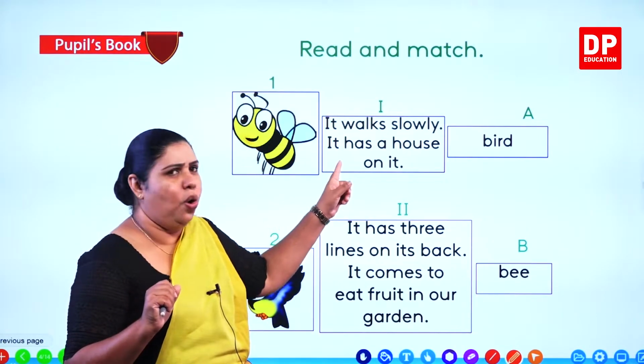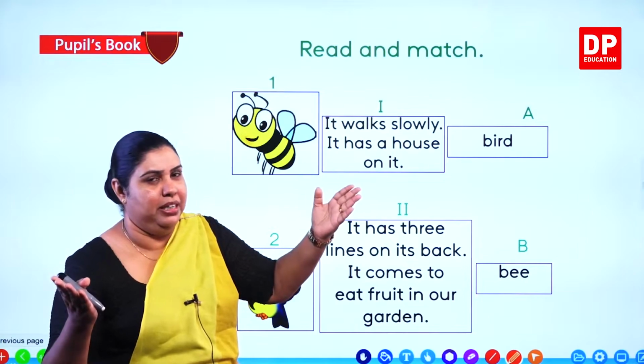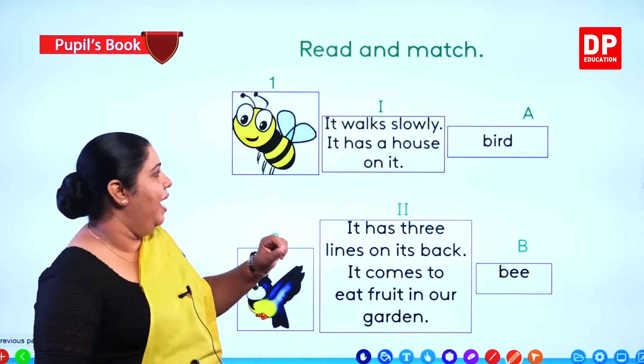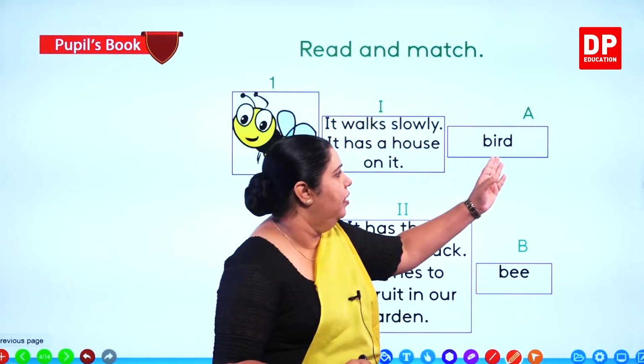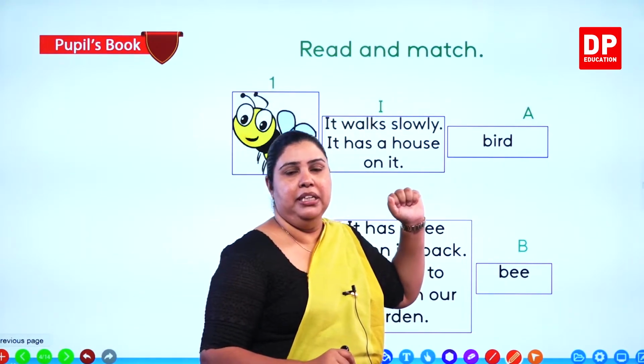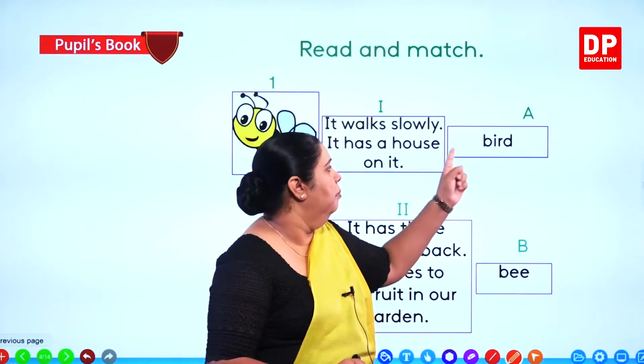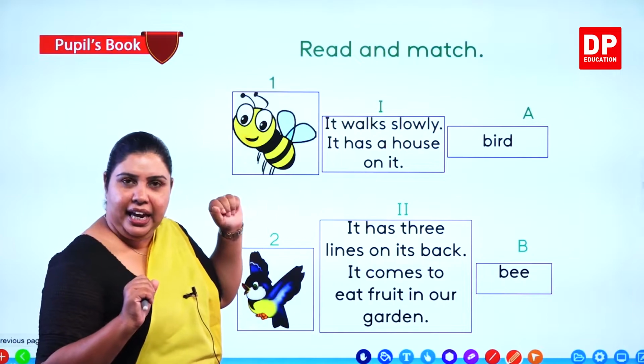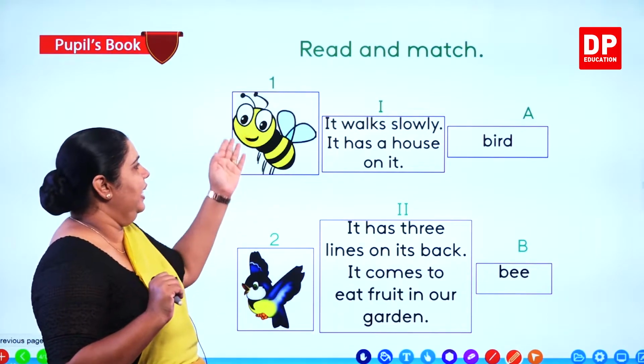So that is wrong. So they are talking about some other animal. Right? We will see. We'll read and see. Then we have the name of the animal that comes to our garden, bird. Bird. Now, do you see any similarity in these three things?